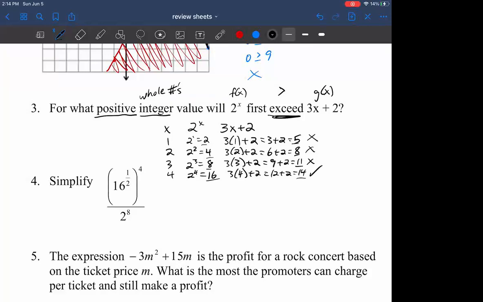Yes, it does. So for what positive integer value will 2 to the x first exceed 3x plus 2? That answer is going to be 4. 4 is the first x number we can plug in that makes 2 to the x bigger.